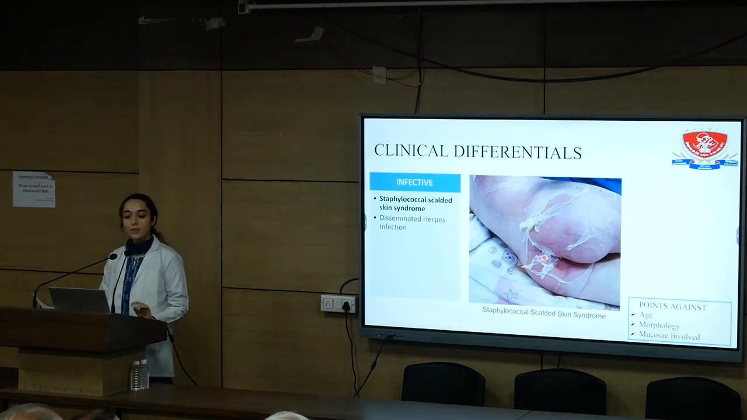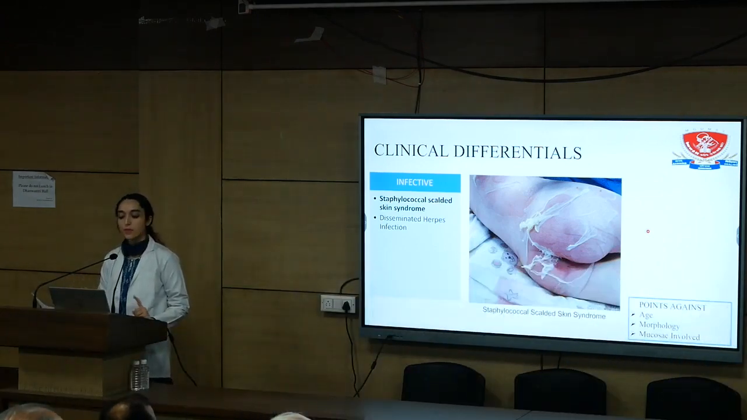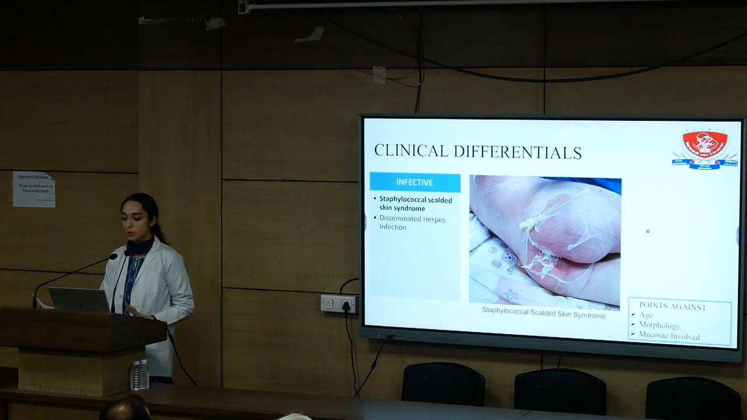Now, the first one is the staphylococcal scarlet skin syndrome. The points against this condition is the age. In this case, the patient is usually a child or infant. And the morphology of the lesion, there is a superficial epidermal peeling present in staphylococcal scarlet skin syndrome, whereas there is dusky erythematous lesion which was seen in our case. The mucosa involved. Here, because in the staphylococcal scarlet skin syndrome, the mucosa is usually spared, which is the most important differentiating point between these two conditions. In our case, the mucosa was involved, thereby ruling it out as the differential.